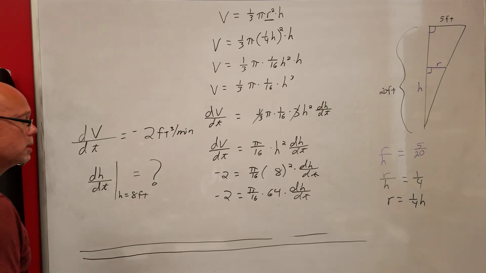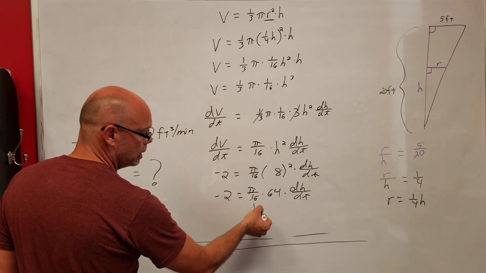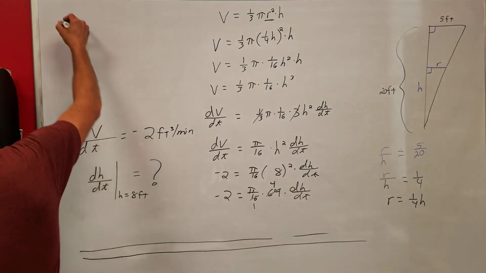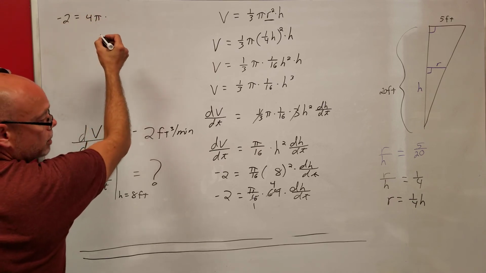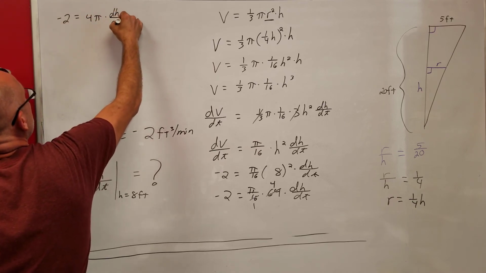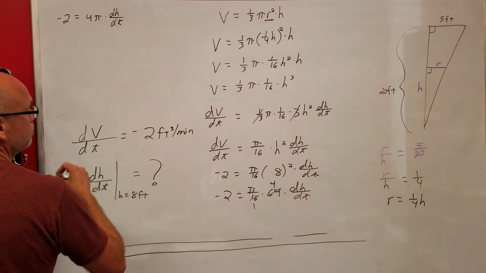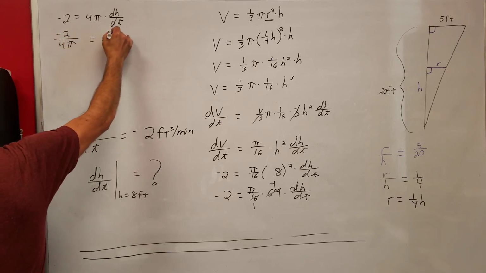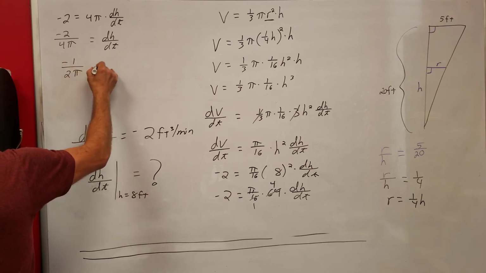All right, could I simplify this a little bit? What is 16 divided by 16? 1. What's 64 divided by 16? A 4. So -2 is equal to 4 pi times dh over dt. And let's go ahead and divide both sides by 4 pi. So what do we get? Negative 2 over 4 pi is equal to dh over dt, or negative 1 over 2 pi is equal to dh over dt.